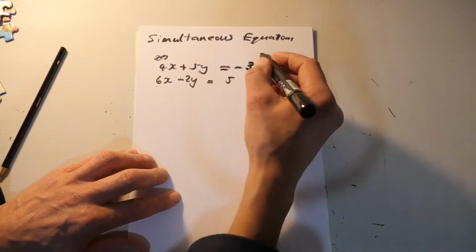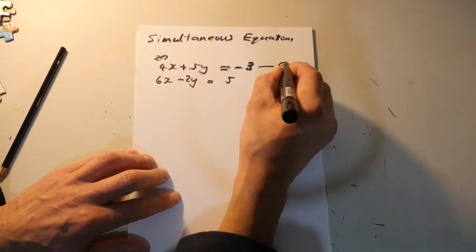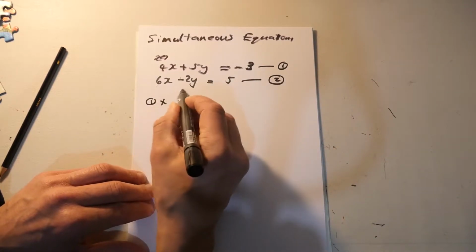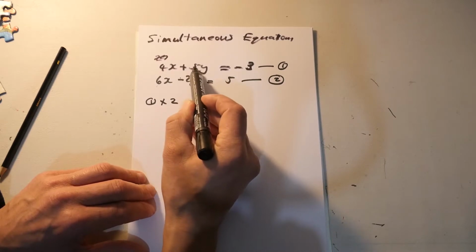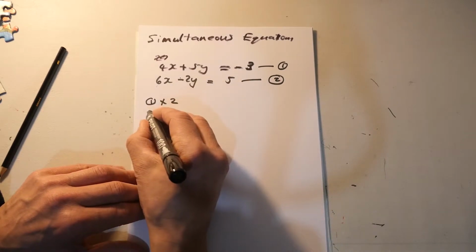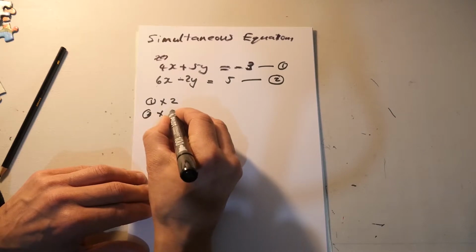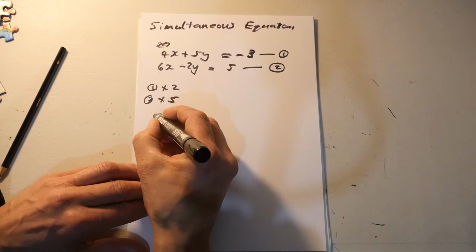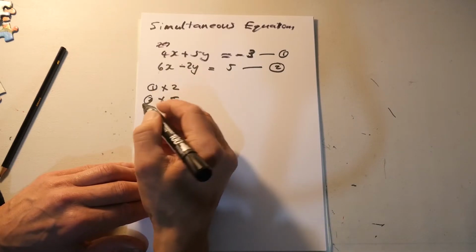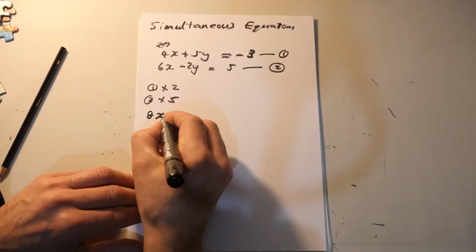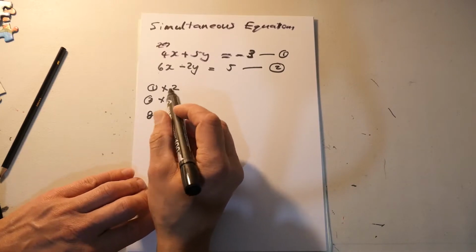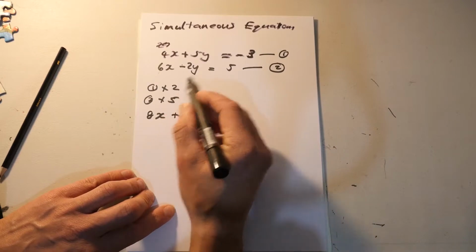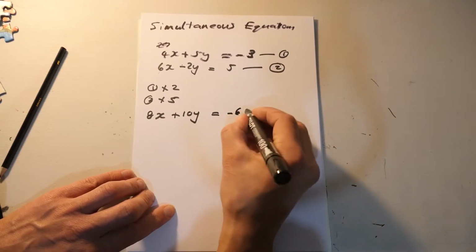If you call that equation 1 and that equation 2, then equation 1 times 2, okay? So you get 2 times 5 is 10, and equation 2 times 5, so 5 times 2 is minus 10. So you then write that as 2 times 4 is 8x, 2 times 5 is 10, plus 10y equals 2 times minus 3 is minus 6, okay?